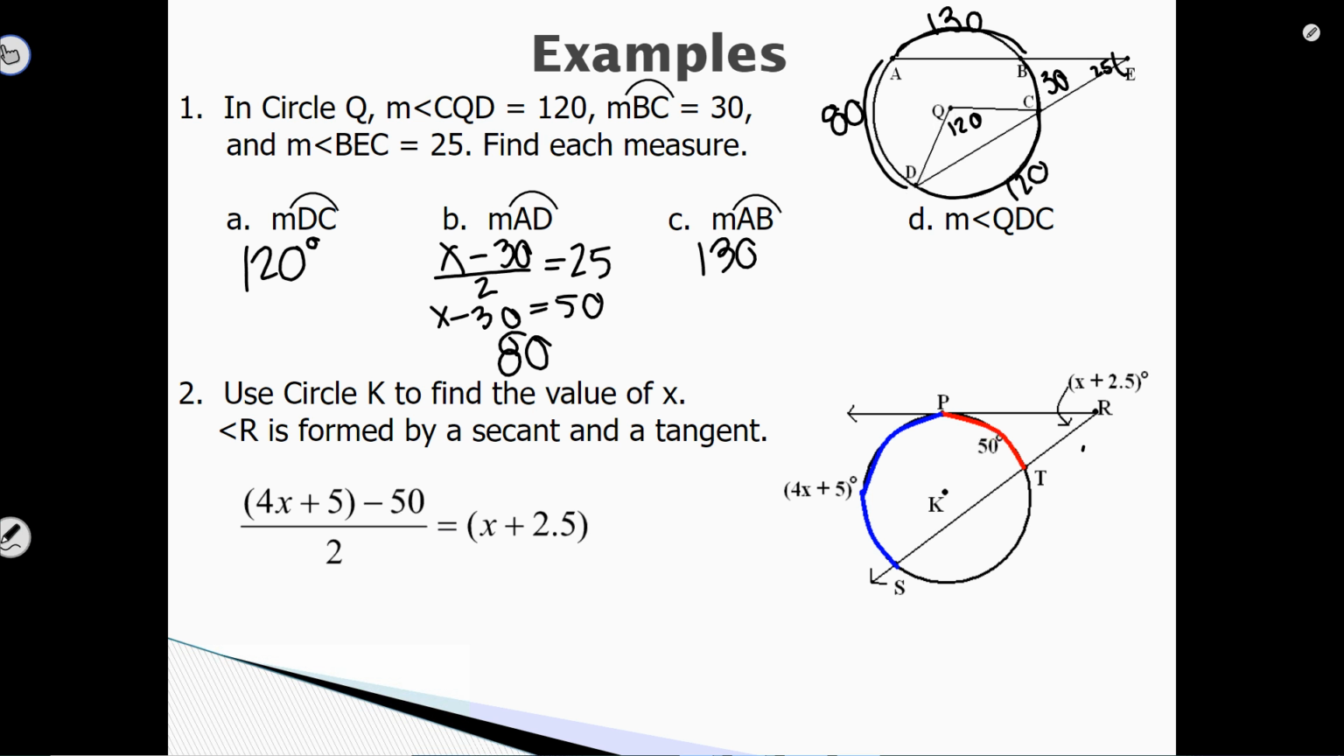And then the very last thing they ask for is the measure of the angle QDC, this angle right here. Okay, well, what kind of a triangle is this right here? Isosceles, very good, because we have 2 radii for sides. Well, if it's isosceles, not only does it have 2 congruent sides, it has 2 congruent angles. So these 2 angles are the same. 120 is taken up. What does that leave for those 2 angles? 60 to share evenly. So each angle would have to be 30. Good job.